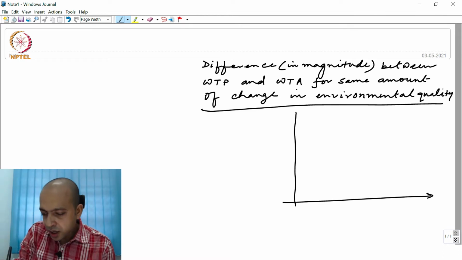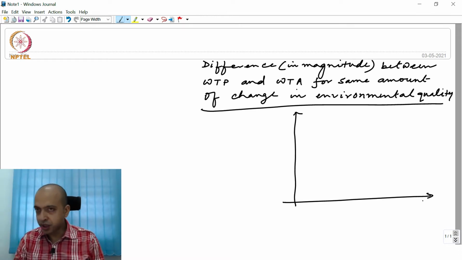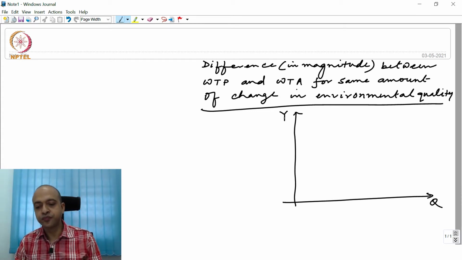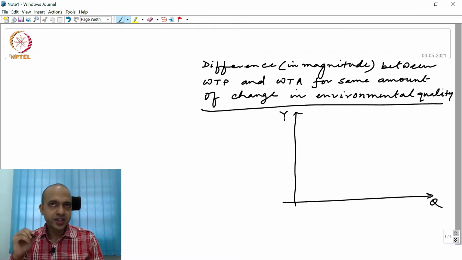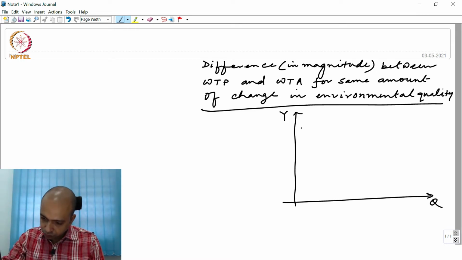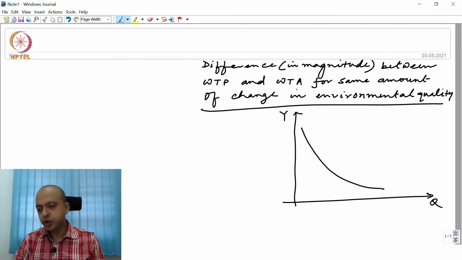So let us say that in the x-axis we are measuring environmental quality, which is measured by Q, and in the y-axis we are measuring composite good, which is Y. So utility is basically a function of Y and Q, and we assume a standard utility function or standard preference for which the indifference curve is downward sloping and convex to the origin. So let us say that this is the standard utility function.